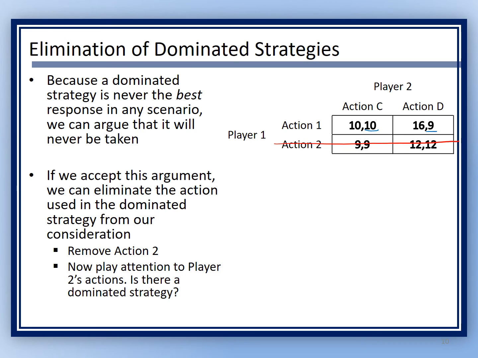So this time around, action D becomes a dominated strategy, and we can eliminate it from the game. In a large game, you might be able to do this for quite a few steps. You could be eliminating multiple actions from the game repeatedly through this process.